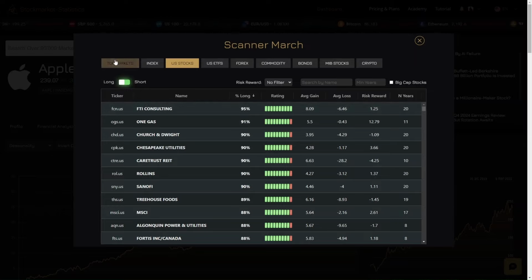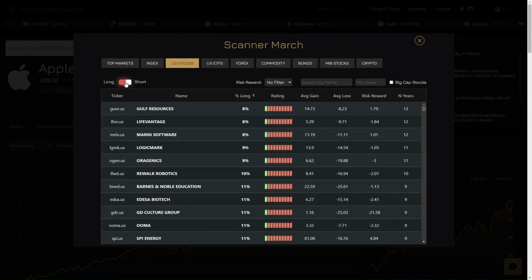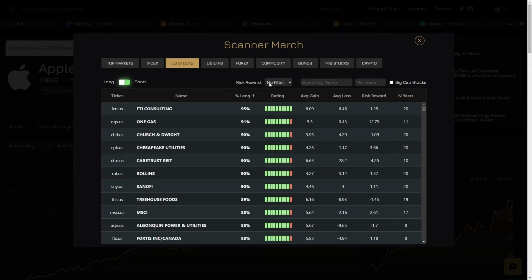The scanner filters markets into various categories: top markets, indices, US stocks, ETFs, Forex, commodities, crypto, and more. Within the scanner, you can search for the best long opportunities and the best short opportunities, as well as filter by risk-reward ratio or market capitalization.